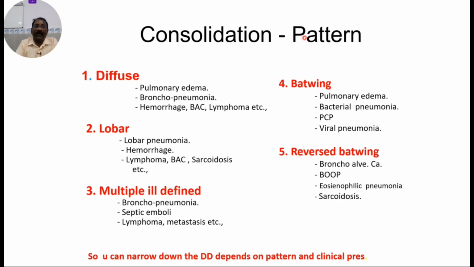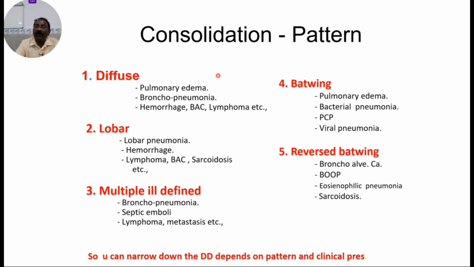So the consolidation pattern is the diffuse, lobar, multiple ill-defined, batwing, reversed batwing. In the diffuse, you can see pulmonary edema, bronchopneumonias, hemorrhages, lymphomas, etc. Lobar, in the lobar pneumonias or hemorrhage, lymphomas or sarcoidosis. Multiple ill-defined, bronchopneumonias, embolization, lymphomas, metastasis.